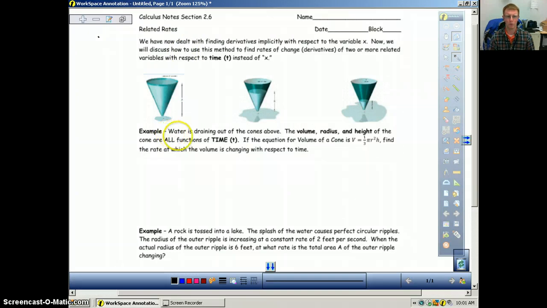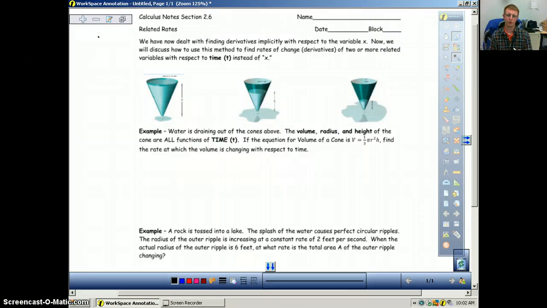It says water is draining out of the cone above. The volume, radius, and height of the cone are all functions of time. In other words, what it's saying is the volume of the cone will change with respect to time, the radius of the cone will change with respect to time, and the height of the cone will change with respect to time. If you look at this, this is when it was full, and now you can see that it's starting to go down. The volume has changed because there's less water in there, the radius has changed because there's less water in there, and the height has changed, and it keeps changing until all the water is gone.